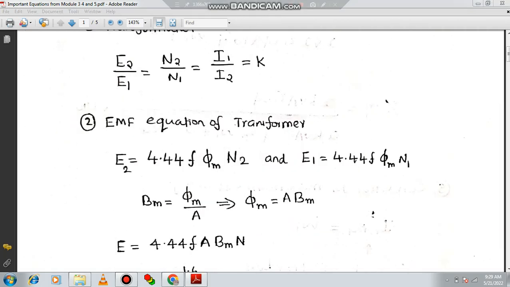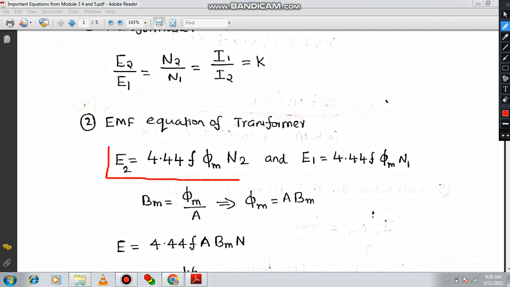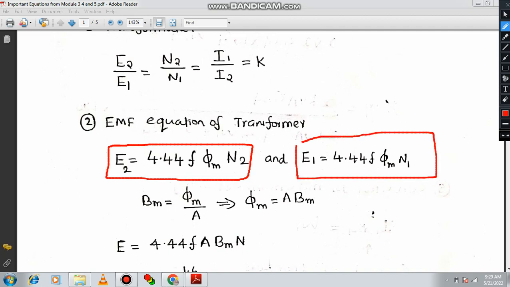Another important concept is the EMF equation of a transformer. We can write the EMF equation for the secondary side as E2 is equal to 4.44 F into phi m into N2, where the primary side EMF equation can be written as E1 is equal to 4.44 F into phi m into N1, where phi m is the maximum flux and F is the supply frequency. Here N is the number of turns. If it is the primary side, we call it N1. If it is secondary, then we call it N2.